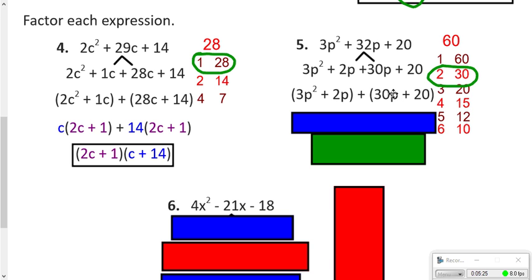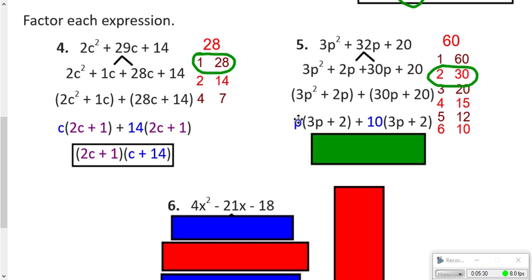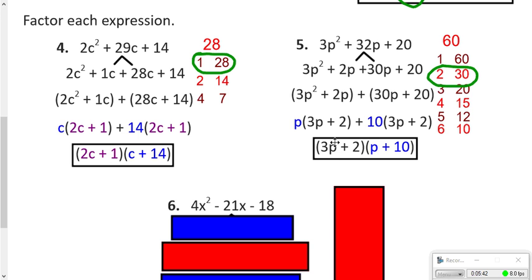Within each group, we can take out a greatest common factor. So in our first group, we take out the greatest common factor of p. In our second group, we take out the greatest common factor of 10. Notice that each group then is left with a 3p plus 2, 3p plus 2. So one of our binomial factors is 3p plus 2. The other binomial factor is p plus 10. These were the two greatest common factors that we pulled out front. So your factored answer then is 3p plus 2 times p plus 10.